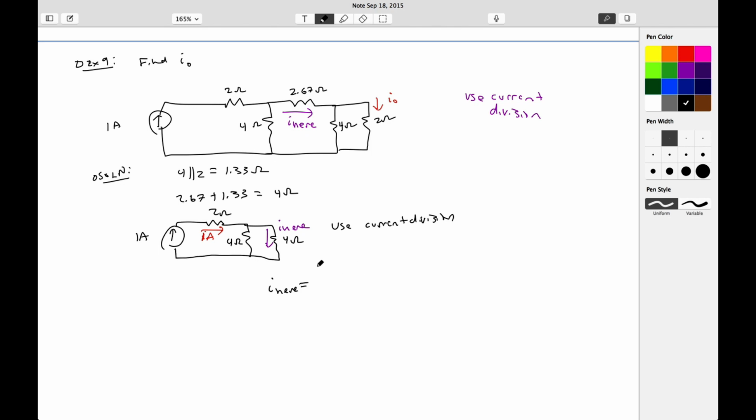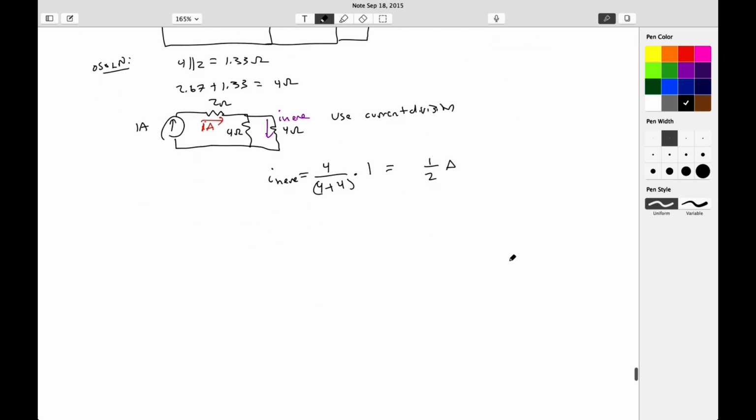All right, so I would see that I have I here equal to the resistor I don't want, in this case 4, over the sum of the resistances multiplied by the input current, which is 1 amp. This is going to be equal to 1/2 amp. Now we come back to our original circuit, and we know what the input current I here is. So I know that this is going to be 1/2 of an amp.